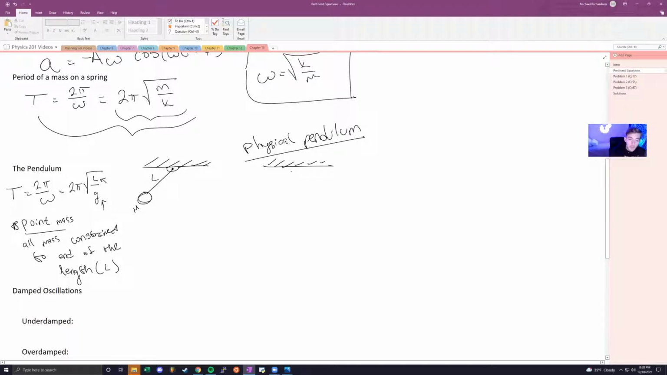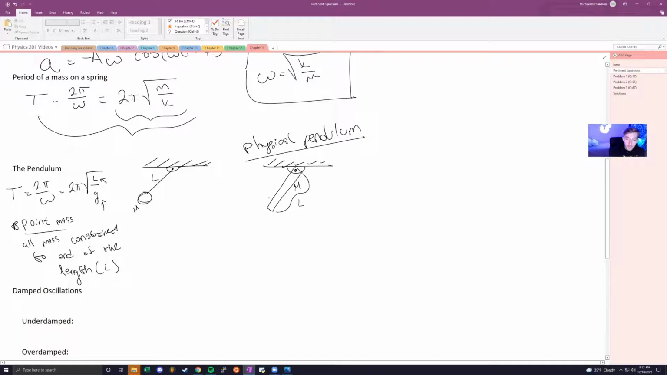And what the physical pendulum is, is a pendulum that rotates about some axis of rotation, and it has a non-negligible mass throughout the entirety of the object. So if we had something like a rod here, then we would have it defined by some length L. It also has some mass M.